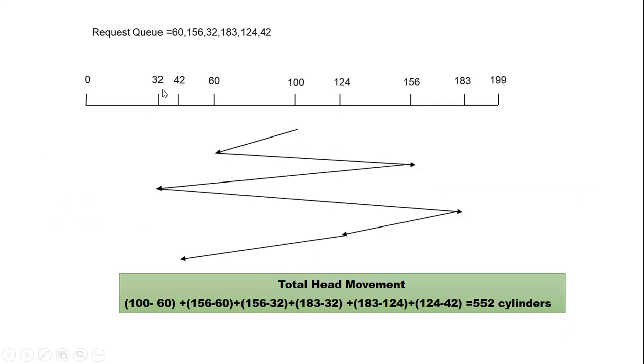For example, from 32, it moved to 183. In between, there is 124. Since 124 has arrived after 183, it moved without servicing this 124. So only after 183 is serviced, 124 gets serviced. So there is a long gap here. So this is a disadvantage of the FCFS algorithm.